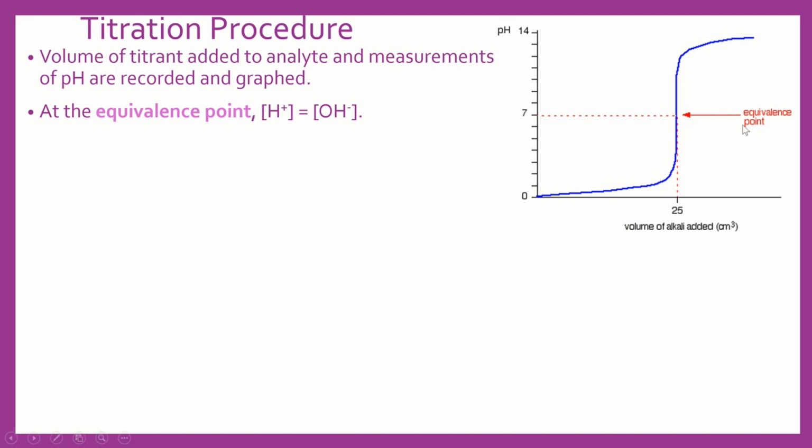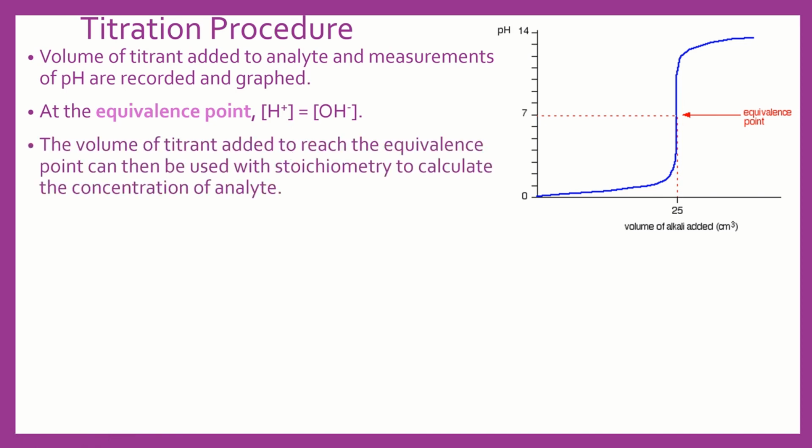But the equivalence point, at the equivalence point, your concentration of H plus is going to equal your concentration of OH negative. Again, we know the concentration of the titrant, so we can use the volume of titrant that we added to reach the equivalence point, and then we can use stoichiometry and our knowledge that at the equivalence point our H plus is equal to OH negative. We can use that to solve for the concentration of analyte.